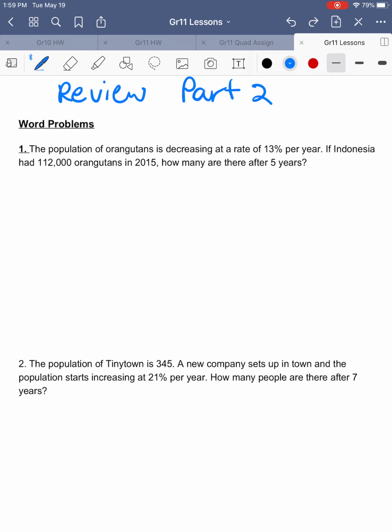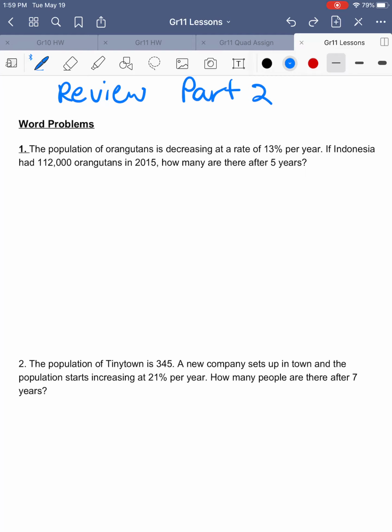In part 2 of our review of exponential relations, we're going to focus on word problems. In our first one, we have the population of orangutans that is decreasing at a rate of 13% per year. If Indonesia has 112,000 orangutans in 2015, how many are there after 5 years?